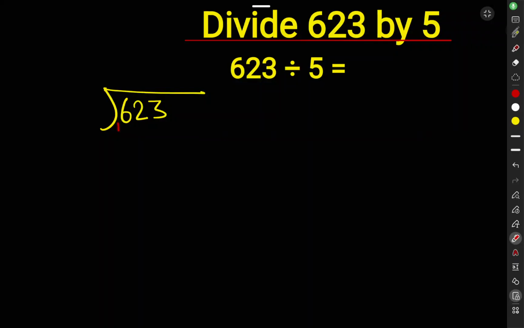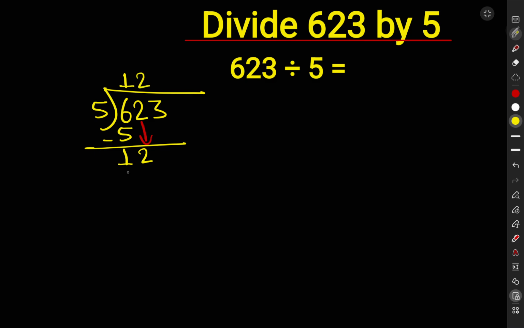We divide 623 by 5 in long division method. 5 times 1 is 5. On subtracting, we get 1. So now we put down this 2 and it is 12.